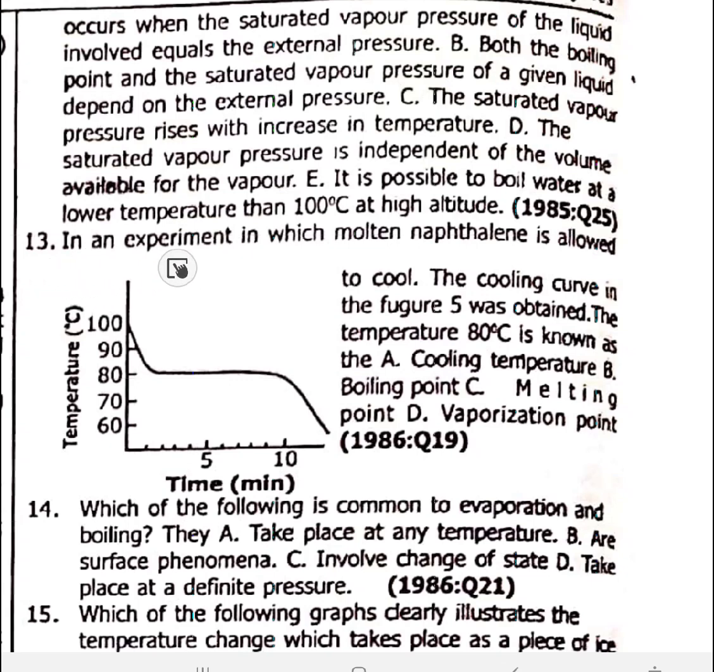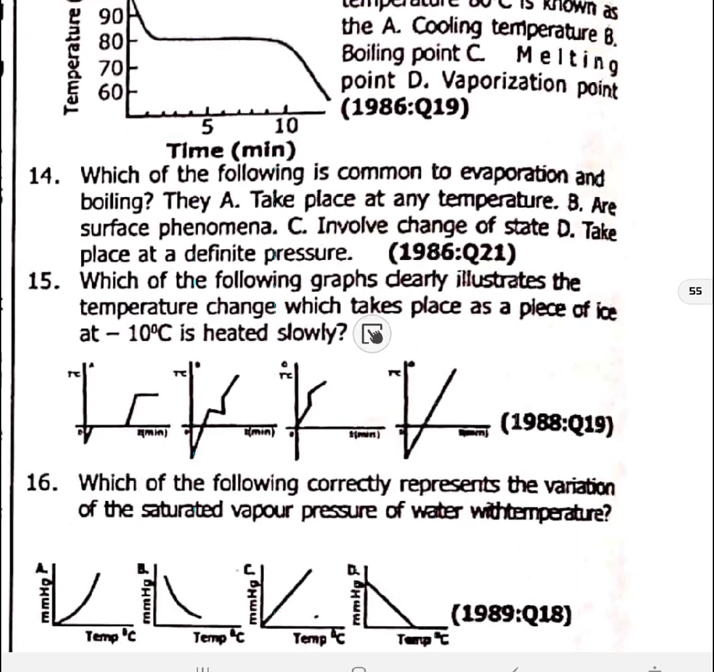13. In an experiment in which molten naphthalene is allowed to cool, the cooling curve in the figure was obtained. The temperature 80 degrees Celsius is known as dash. At 80 degrees Celsius, this part is known as dash. 13 is known as the melting point. Melting point is also known as freezing point, melting point equals freezing point. Next, boiling point equals condensation point.